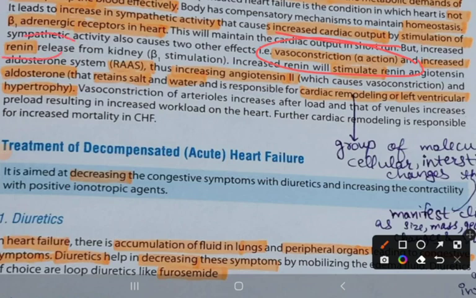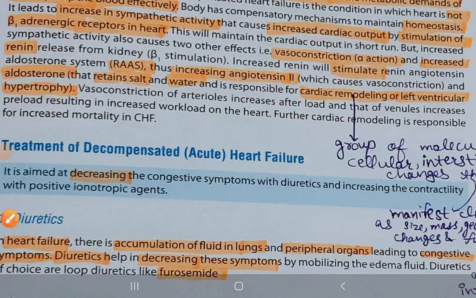increased renin. Increased renin will stimulate the renin angiotensin aldosterone system, the RAS system, and thus increase angiotensin 2. Angiotensin 2 will cause vasoconstriction, and aldosterone is further released and causes retention of salt and water. This is responsible for cardiac remodeling or left ventricular hypertrophy.